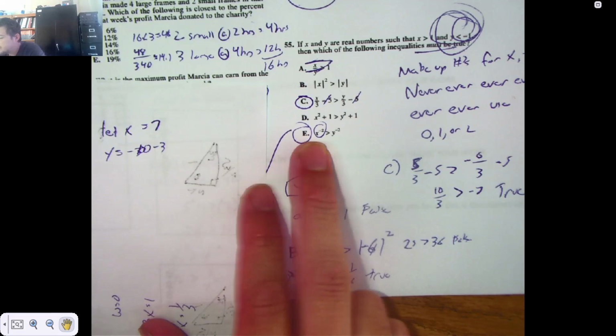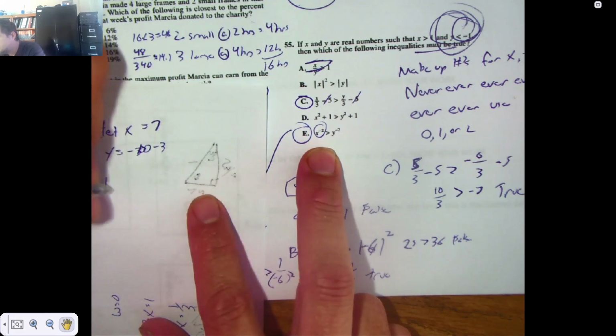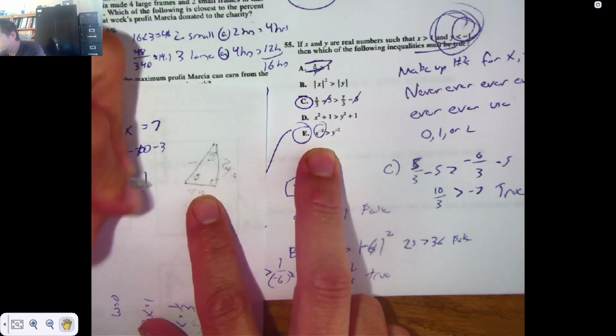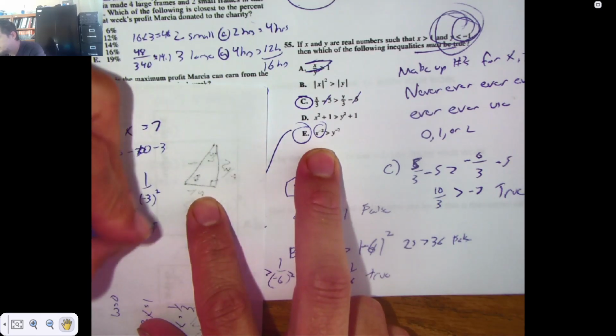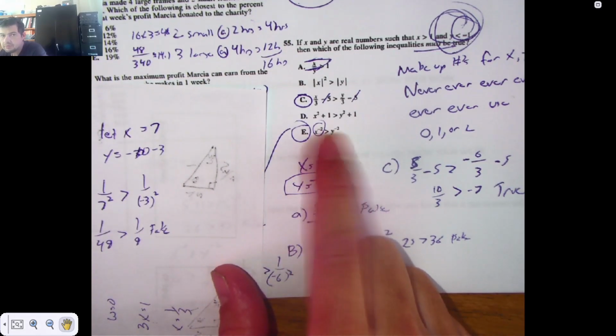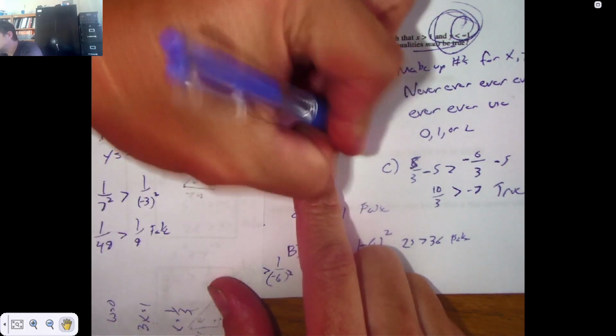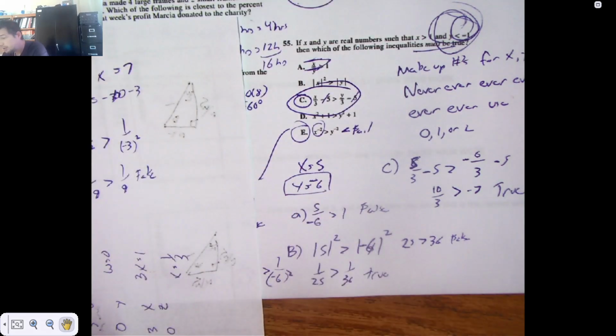If I let x be 7 and y be negative 3, I'd have 1 over 7 squared greater than 1 over negative 3 squared, which is 1/49th greater than 1/9, which is false. I was just trying to think of numbers that would make this one fail. So this one does eventually fail. C is going to win out. C is always going to win out.